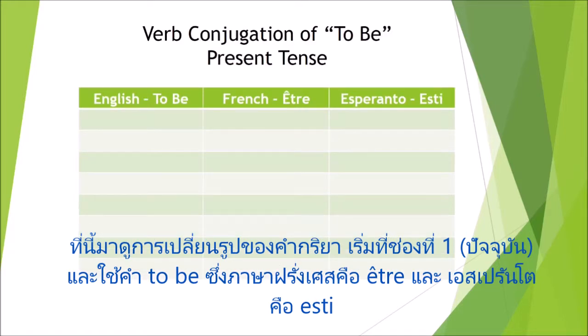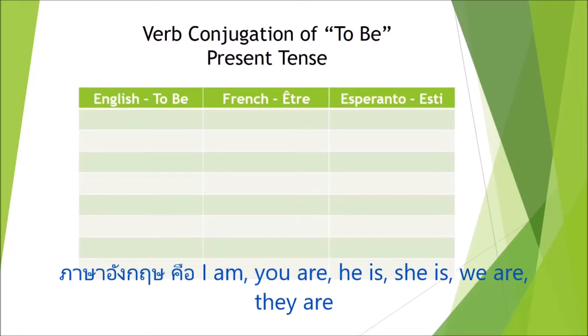Now let's take a look at a verb conjugation. We'll start with the present tense, and we're going to use the English verb to be, which in French is être, and in Esperanto is esti. So let's start with English. We have I am, you are, he is, she is, we are, and they are.